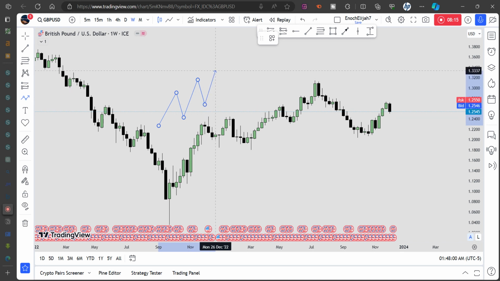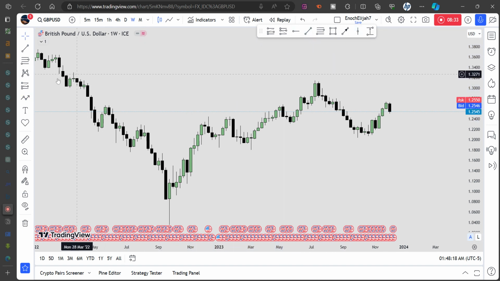Then continue going higher, then retrace, then continue going higher, then retrace, then continue going higher, like that. That is how price moves. That is a bullish market.